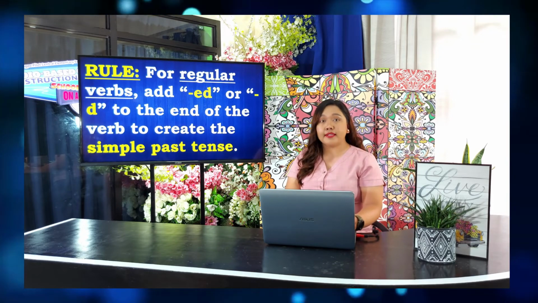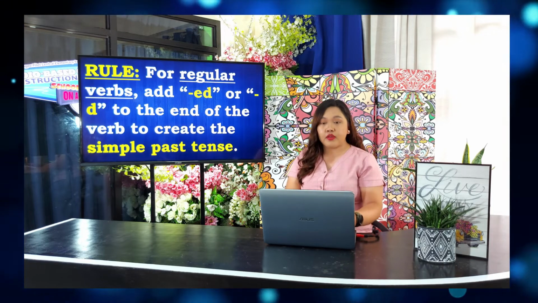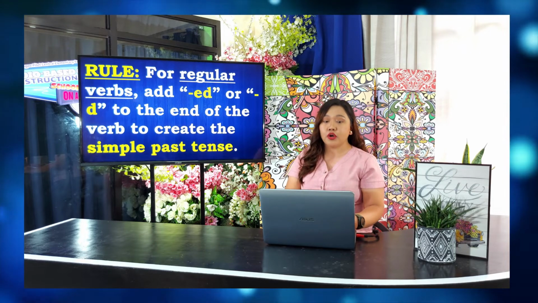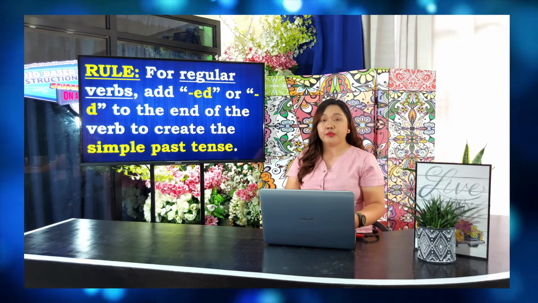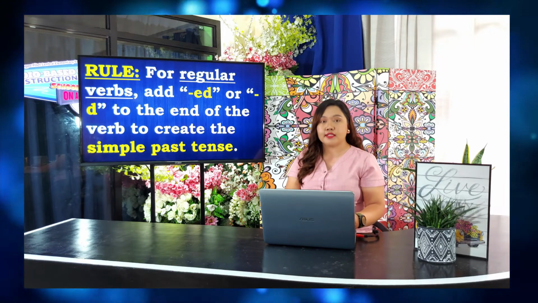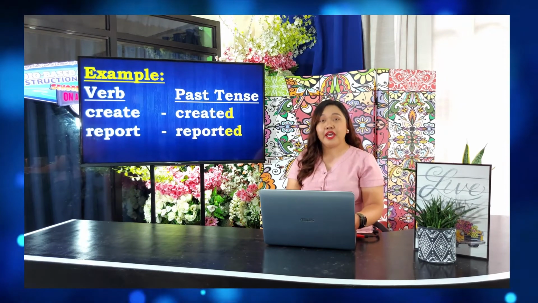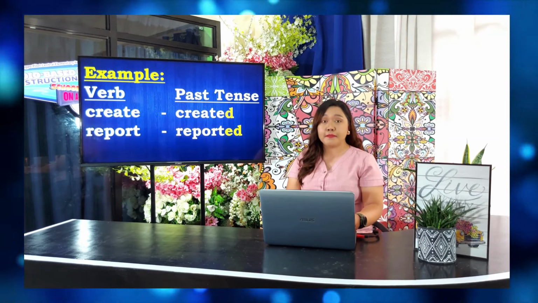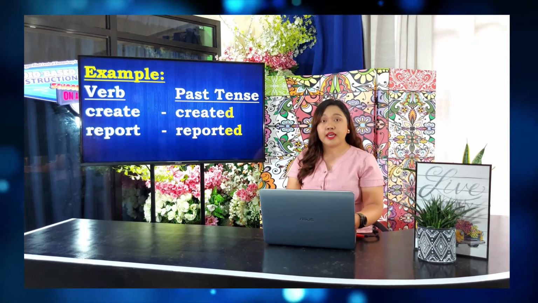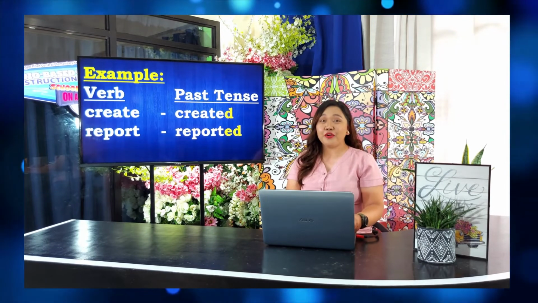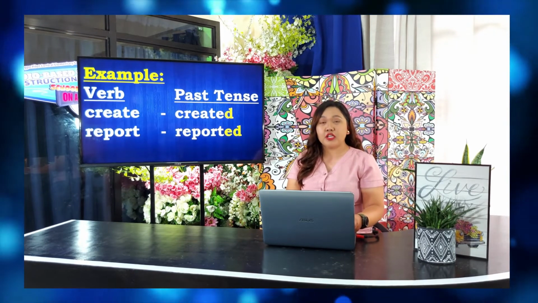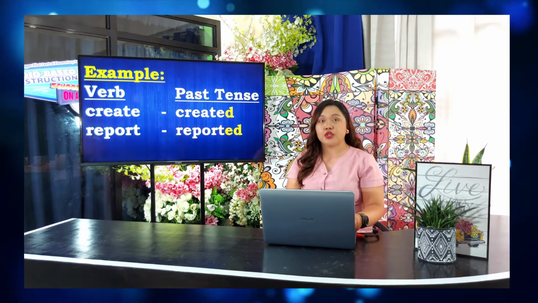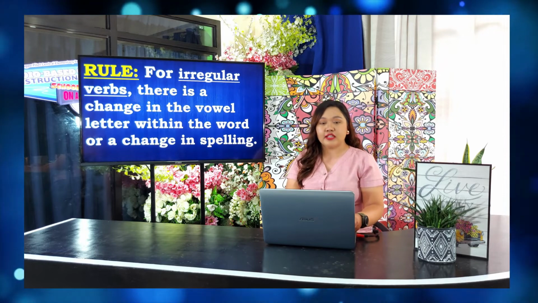How to form the past tense of the verb? For regular verbs, you simply add letters ed or d to the end of the verb to create the simple past tense. For example, we have here the verb create. To form its past tense, we simply add the letter d, so it becomes created. Another one, we have the verb report. To form its past tense, we simply add the letters ed, so it becomes reported.